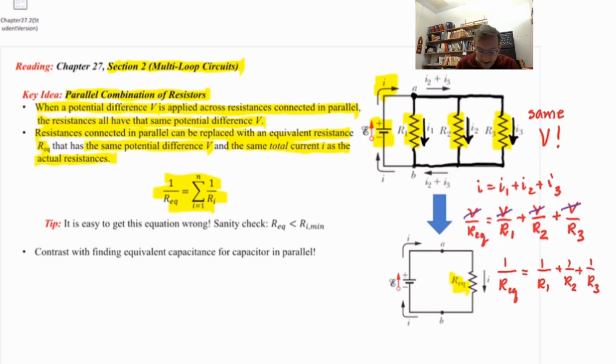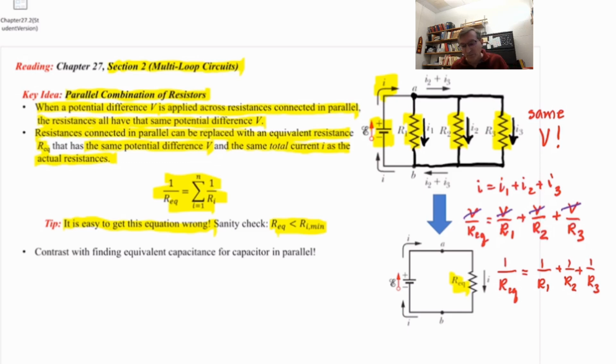Tip: it is easy to get this equation wrong. Most people, after they add up the 1 over Ri's and get a total for the sum of the 1 over Ri's, forget to invert that one last time. So your sanity check, which will often help you if you've made a mistake, is to do this. Once you get the R equivalent, check that it is smaller than the smallest of the individual resistances you started with. If that's not true, you know your Req is wrong.